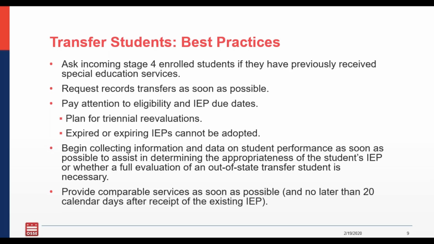For out-of-state transfer students, you can use the information available to you, including the student's existing IEP, to make an eligibility determination as part of your review of existing data. But if you're going to need additional information, you should start planning for that as soon as possible. And again, a best practice and also a requirement is to provide comparable services as soon as possible, but no later than 20 calendar days after receiving that student's existing IEP.